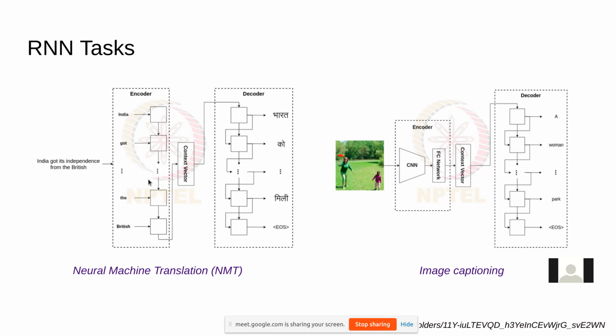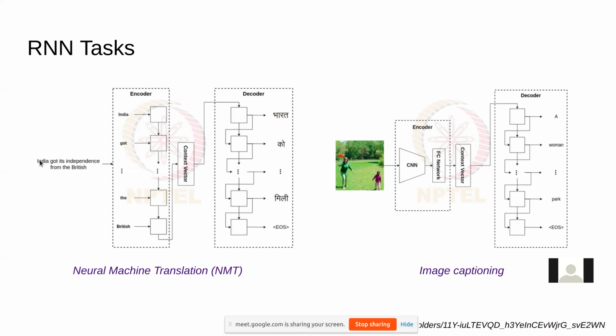So why do we need RNN? Because of the sequential nature of the output and the input. Here, for example: India got its independence from the British. If you look at the sentence, there is a sequential relation between the inputs, right? For example, this word "got" is the verb which is showing the action here, the independence, right? So India got its independence from the British.